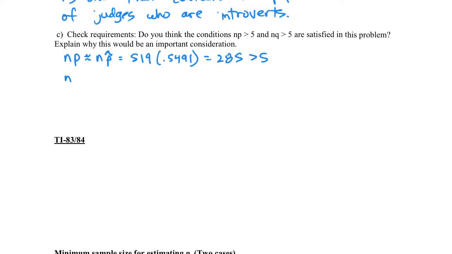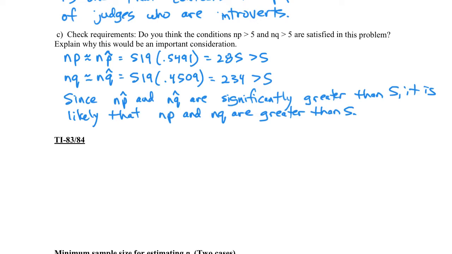You do the same thing with NQ. We don't know NQ, but we think it's probably around the same as NQ hat. And NQ hat, well, N is 519. Q hat is 0.4509, roughly. If we multiply those two together, we get about 234, which again is greater than 5. And these are both much greater than 5. So if NP hat is 285, NP is probably greater than 5, right? And we can make the same argument for NQ. So I just wrote our argument down there. It's the one that we talked about before. Just the fact that since NP hat and NQ hat are significantly greater than 5, right? 285 and 234, then it's likely that NP and NQ are also greater than 5.